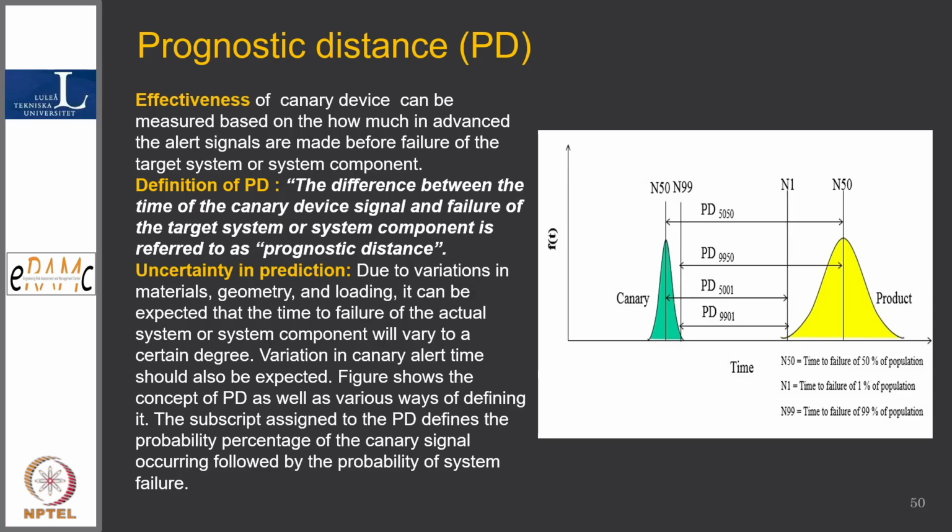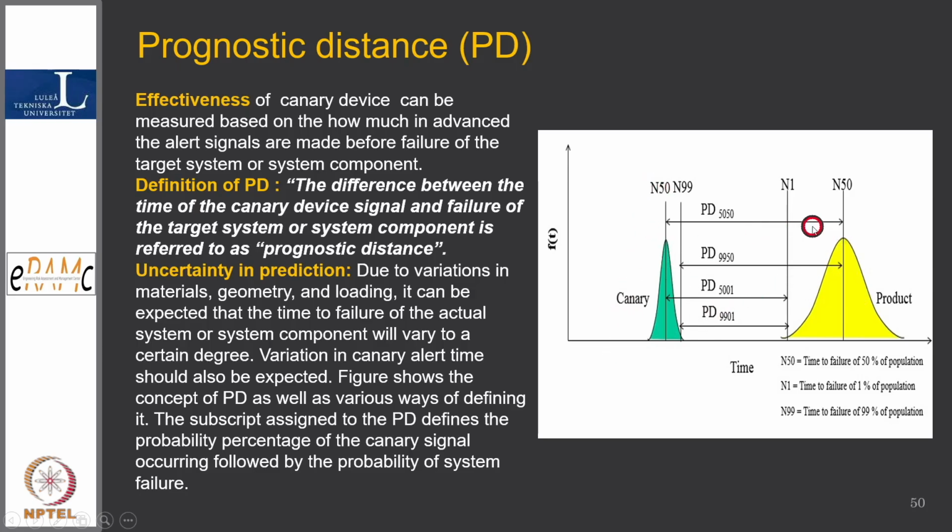The difference between the time of the canary device signal and failure of the target system is called, let's say, the prognostic distance. This is the canary device signal that it is giving, and here is the failure of the component, and its distribution shows uncertainty. As in a normal or Gaussian distribution we get 50% at the mean value, here also for failure of the target system it is 50%, and for the canary. So we get this distribution.